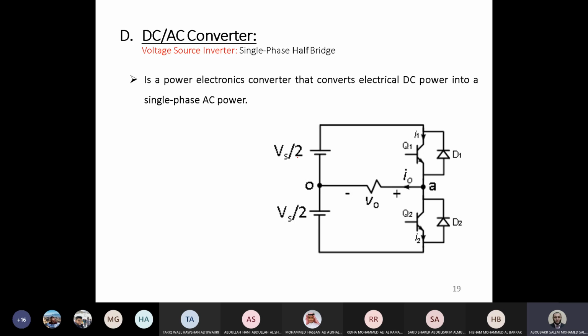If we have a DC source like that, and we turn Q1 on, this is called mode number 1. In this case, the output voltage VAO will be Vs over 2, with positive here and negative here. So this now connects the output voltage to the DC voltage. Now, in mode number 2, if we connect Q2, the negative sign will reach this terminal A, and the output voltage in this case will be minus Vs over 2.